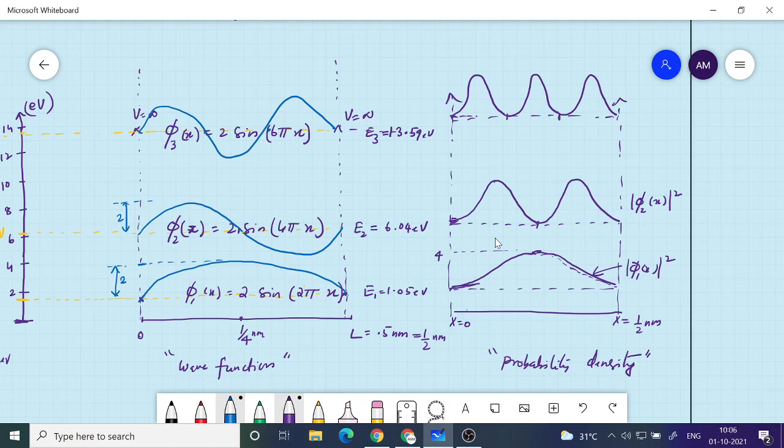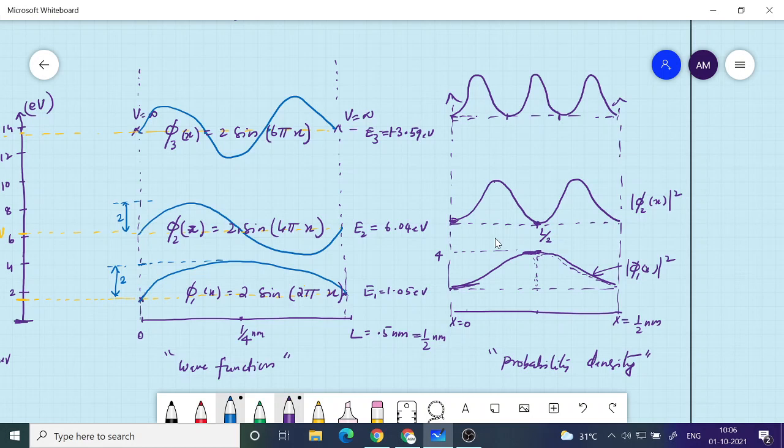For example, if the electron is having energy 6.04 electron volt, then the probability of finding that electron at L by 2 is 0. That electron will never be found there, because there the probability density function is 0. But if the electron is having energy 1.05 electron volt, then the probability of finding the electron at that point will be maximum. That's what we need to know.